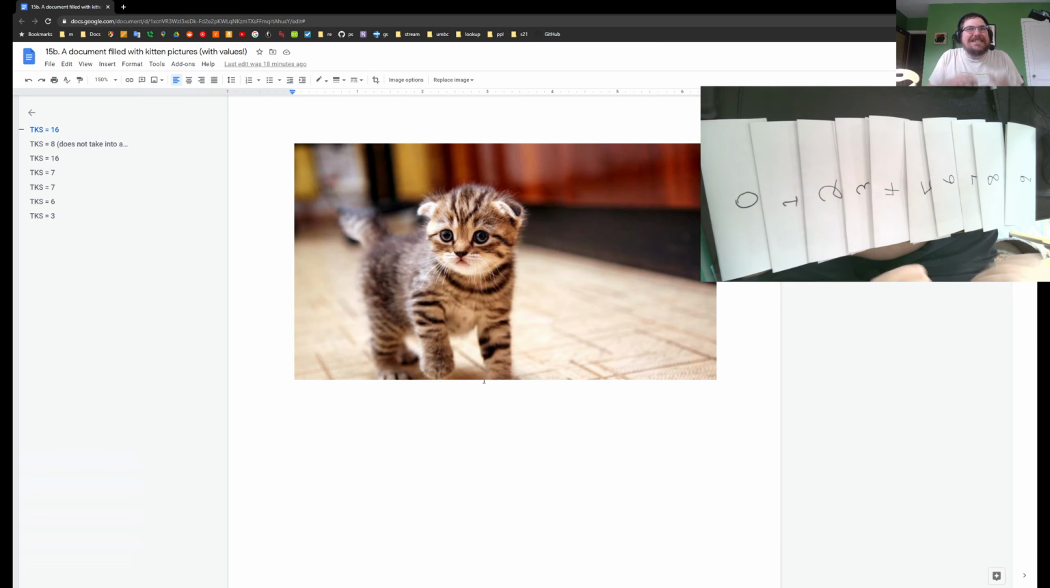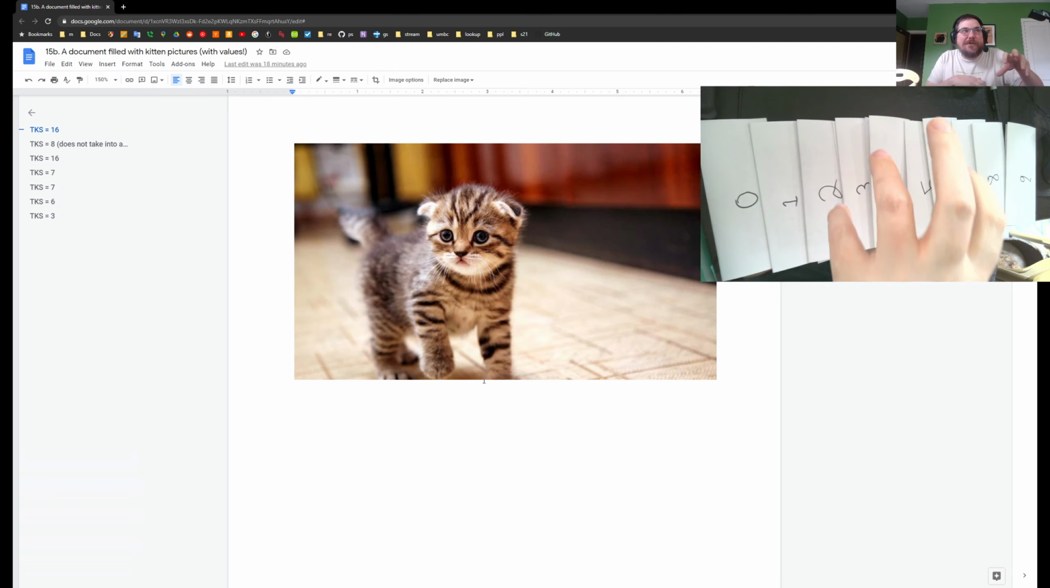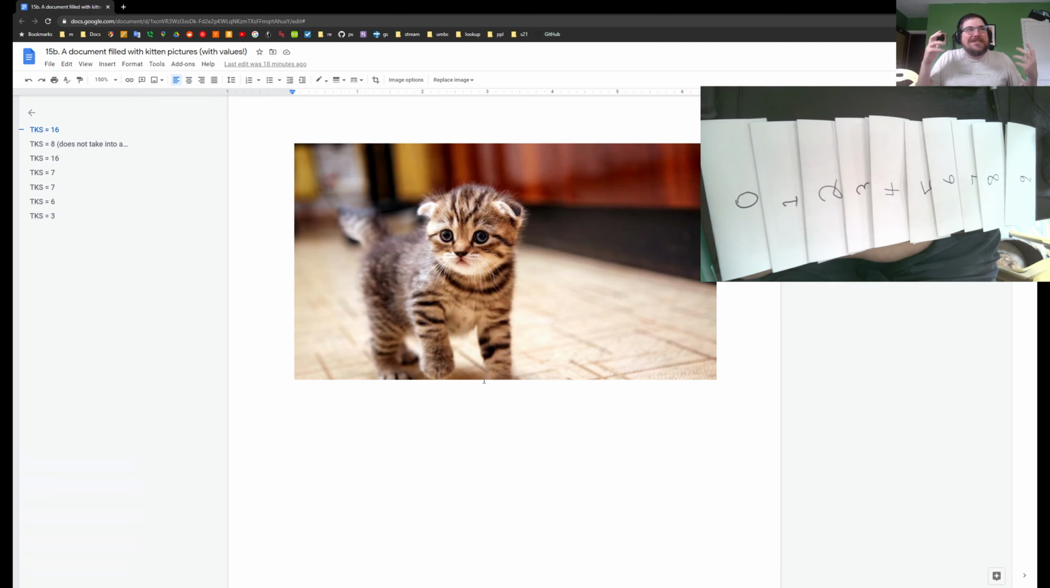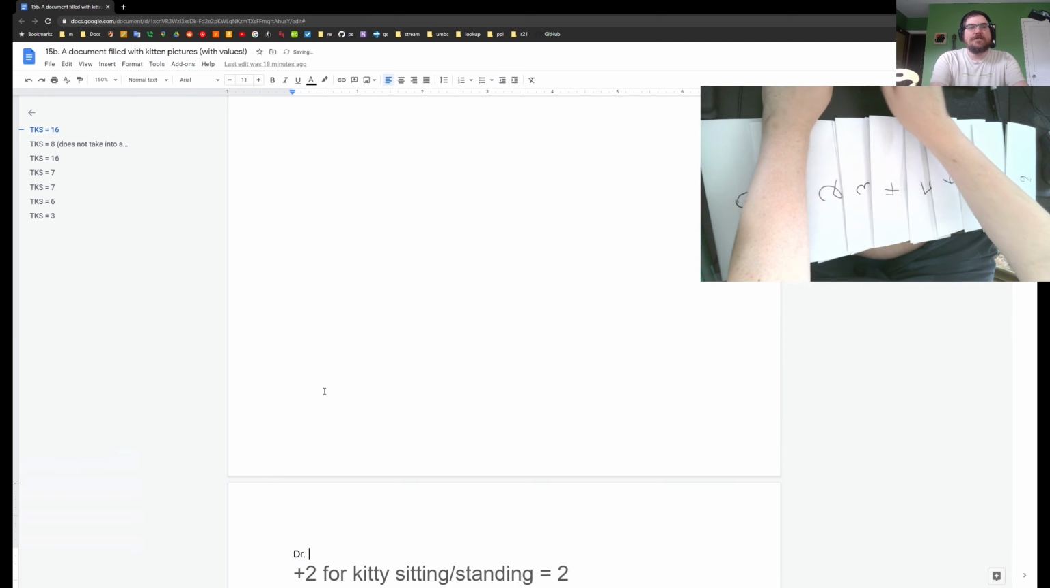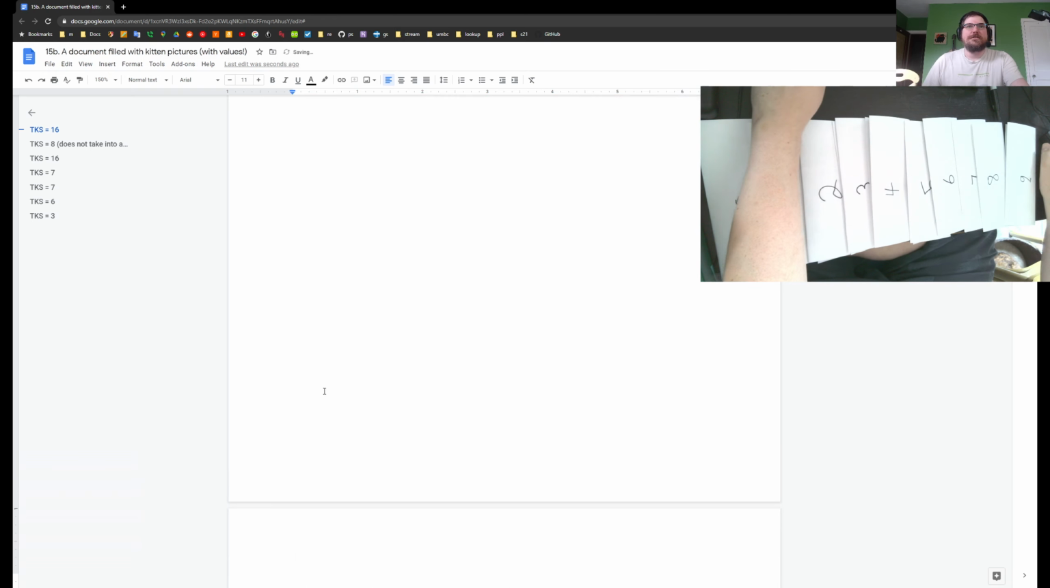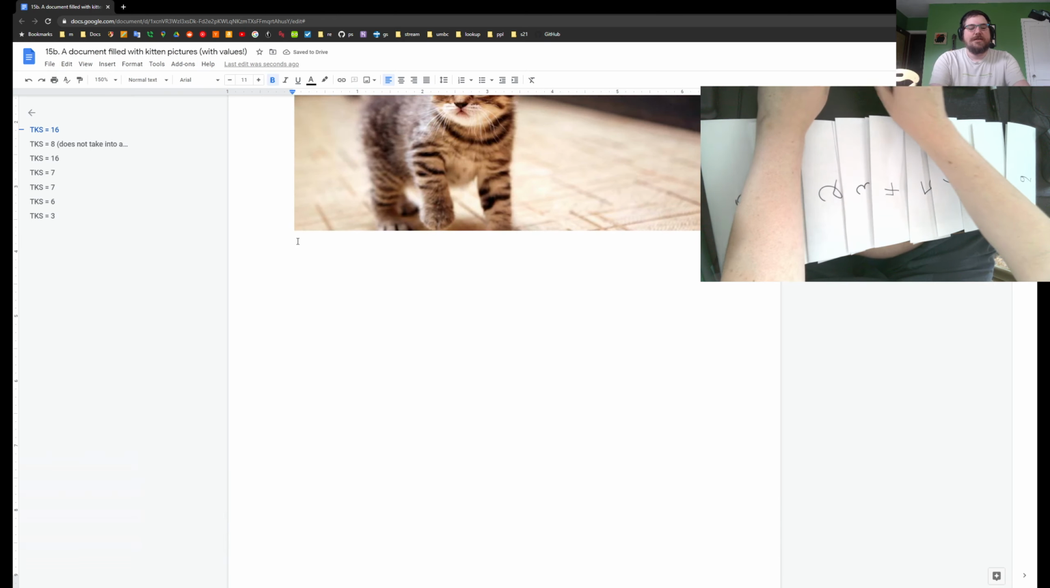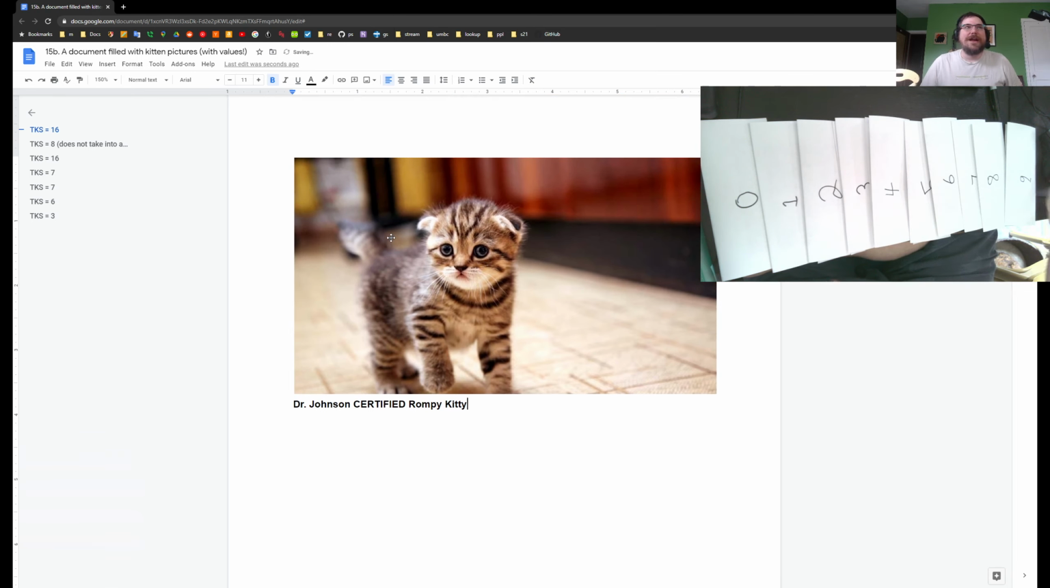It's so fuzzy and it's ready to go. It's got a foot up. It's ready to go play. It's going to go hang out and be like, hey, this is a rompy kitty. This is a Dr. Johnson certified. You always have to capitalize certified rompy kitty. It's about to romp around, cavort, make some friends.